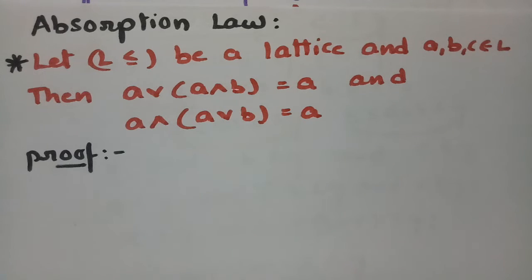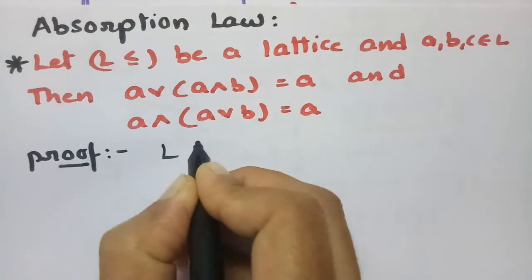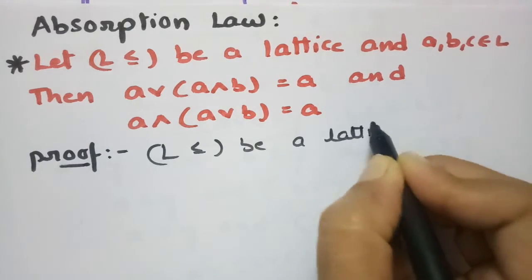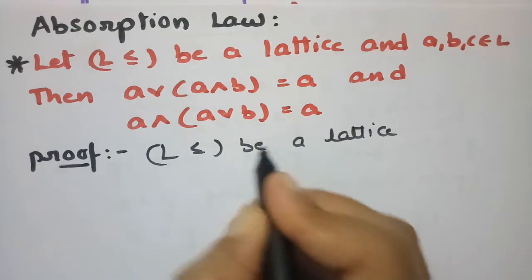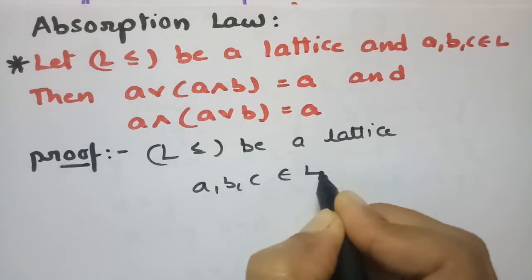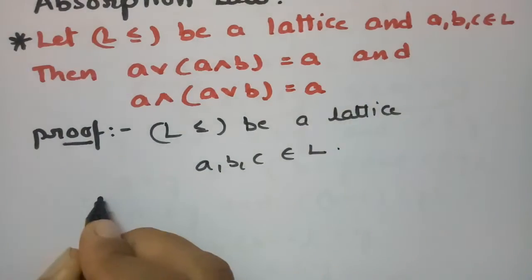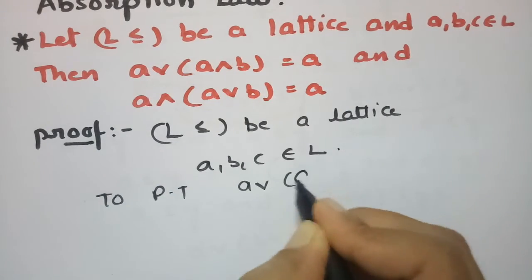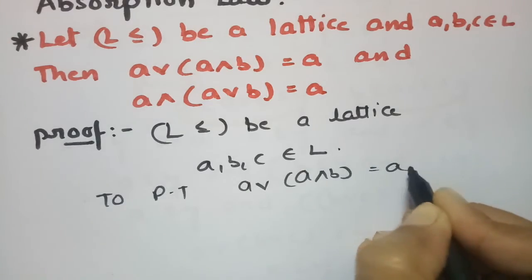So let L less than or equal to be a lattice, and I have taken again 3 elements A, B, C from this, and now I'll cut short this one. See here, what is taken here? L less than or equal to be a lattice. So from this finite set, I have taken 3 elements. Let A, B, C belong to the set L. Now which one do we have to prove? A join A meet B is equal to A.